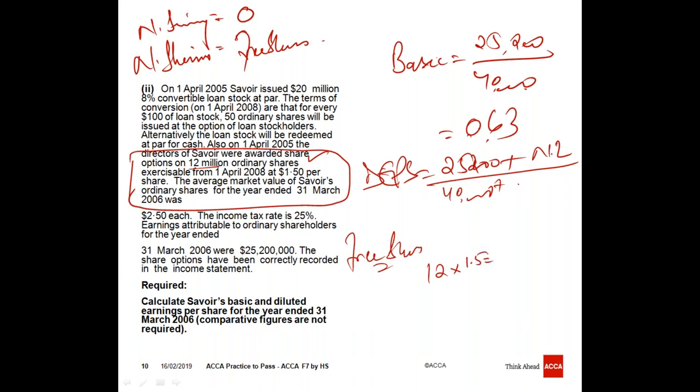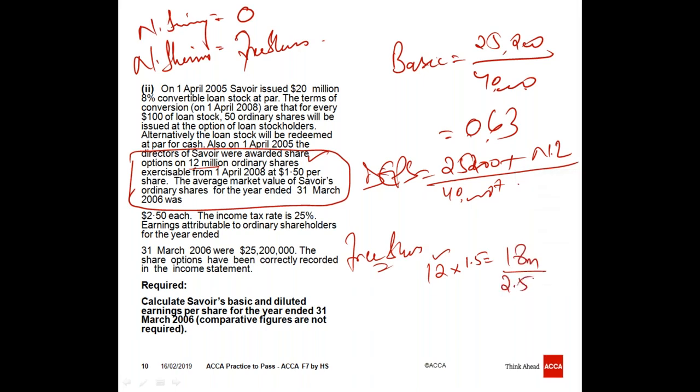So in a payment of 1.5 into 12 means in a payment of $18 million, you will receive 12 million shares, and the market value of each share is, I think, 2.5. Yes, 2.5.